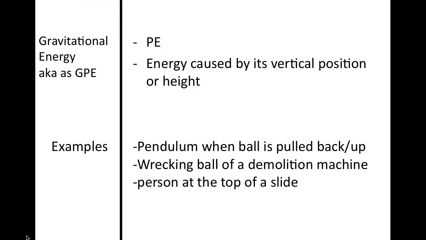Gravitational energy, also known as gravitational potential energy, denoted as GPE, is a potential energy. It is the energy that is caused by its vertical position or height. Some examples are a pendulum, when the ball is pulled back or pulled up, before you let it go. So it is stored energy if you were to let go and release that ball. A wrecking ball of a demolition machine is also another example. The person at the top of a slide.